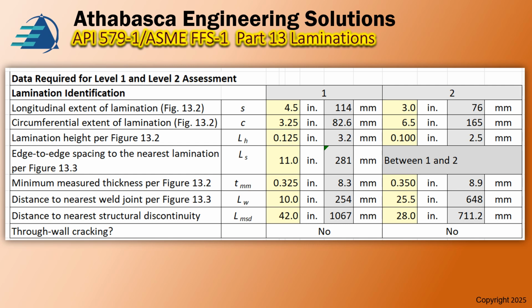So I used Figure 13.2, which we saw earlier, and then we tabulate all the values. Of course, the edge-to-edge spacing between the nearest lamination is 11 inches, and it only applies to this one, so that's why I said between 1 and 2. I have a minimum measured thickness, which is shown in Figure 13.2, and the nearest distance to the weld joint, and then away I go.